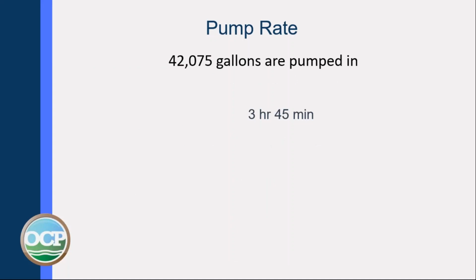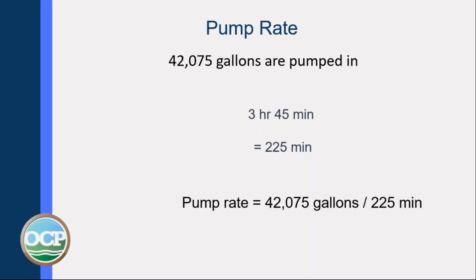Now, how long did it take to pump? It took 3 hours and 45 minutes. 3 times 60 is 180 plus 45 means it took you 225 minutes to pump that 42,075 gallons. So you take 42,075 gallons divided by 225 minutes, and it gives you a pump rate of 187 gallons per minute.